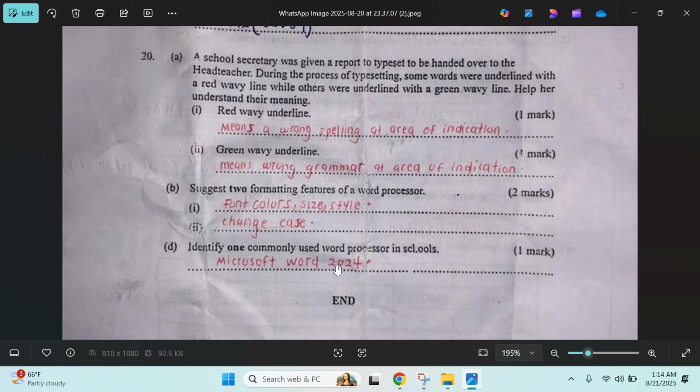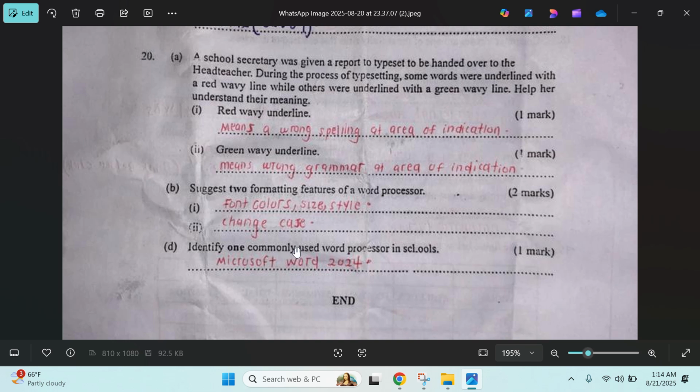Part B of number 20 suggests two formatting features of word processing. There are quite a number of formatting features in word processing, like font colors, font size, font style, changing case. Case means capital letters, small letters. And formatting features just means that those are features in Word that change the appearance of text. Just the appearance of text, not the entire text. That's the meaning of formatting features in Word.